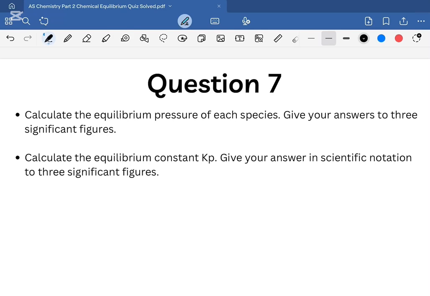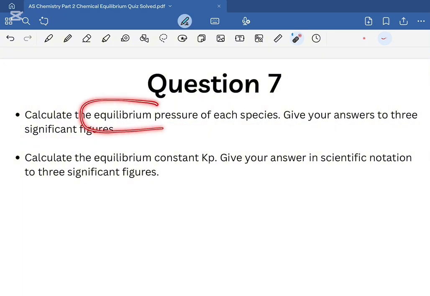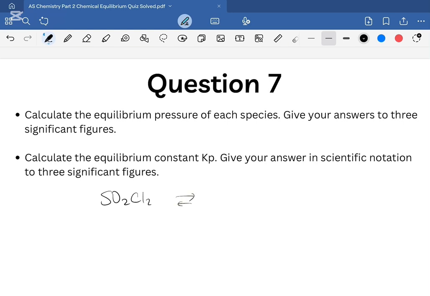Now they said calculate the equilibrium pressure of each species and give your answers to three significant figures. Now of course to solve this question I need to set an ICE table, the same as we did in the previous question. However, we're going to use pressure and we're going to find the equilibrium pressure and find our answers to three significant figures. So let's start with the ICE table. So SO2Cl2, I'm going to write the reaction again. It's going to give SO2 plus Cl2.